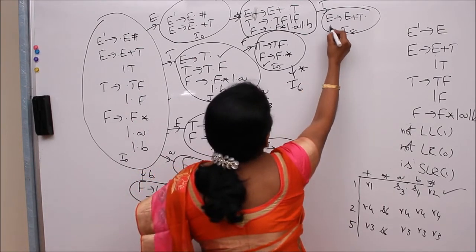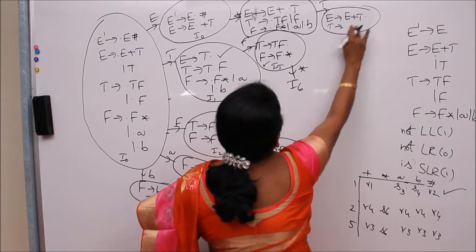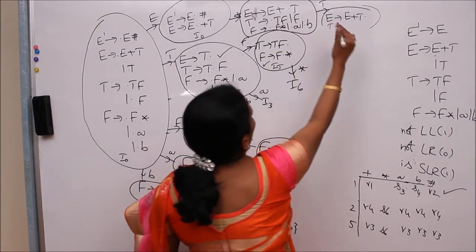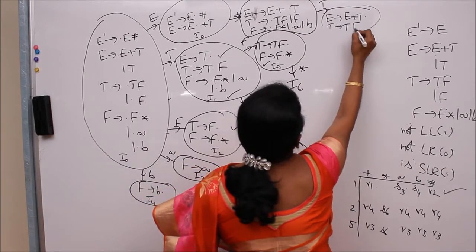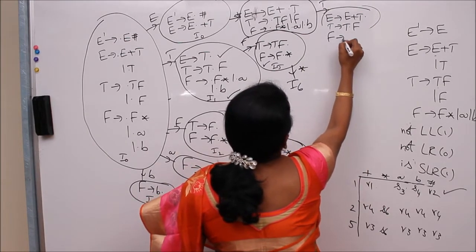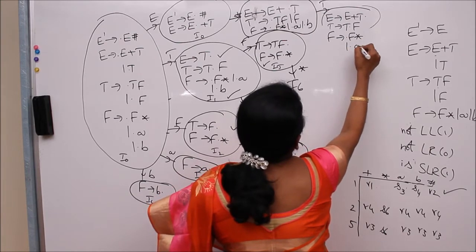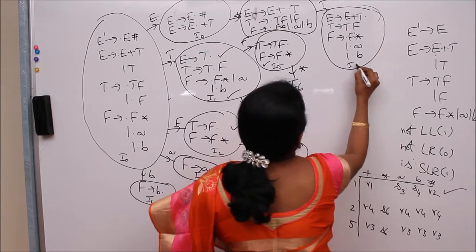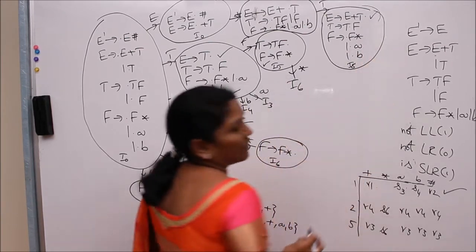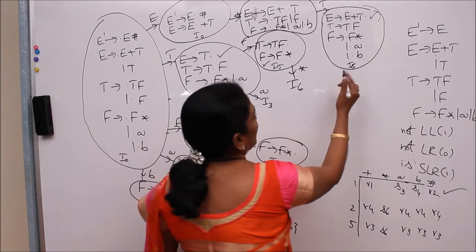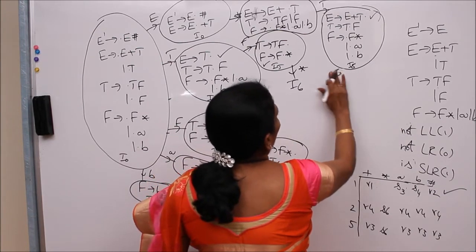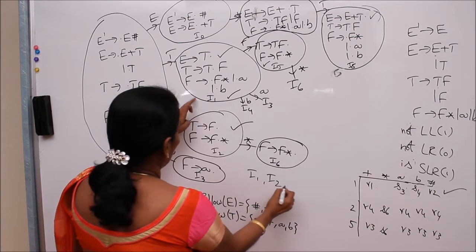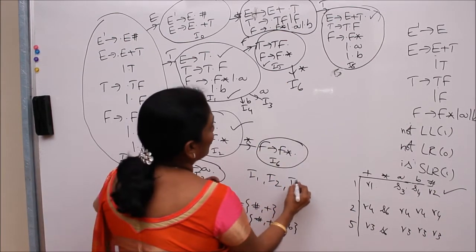Okay. Also T to T dot F. Here there is a match. Here there is a match. So T to T dot F. Now because of F, dot F star, dot A, dot B. Look at this state. This is I8. In I8 also there is a final item and non-final item. So there is a SR conflict in the states. Look at this. SR conflicts in I1, I2 and I5 and I8.